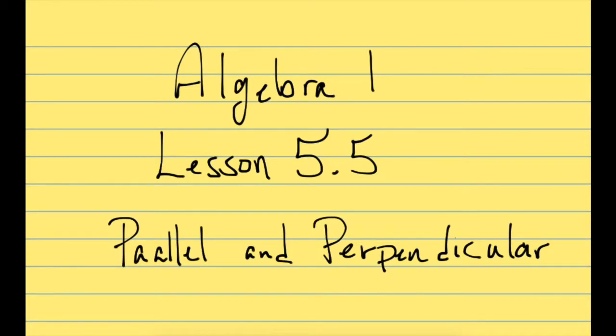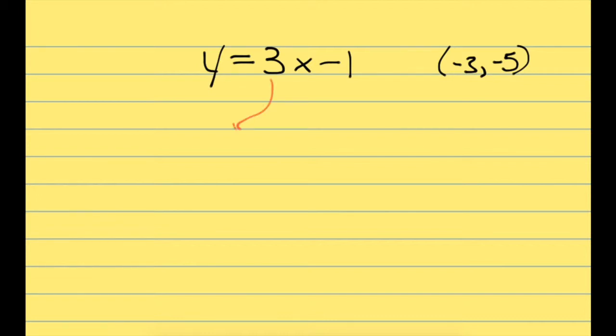So if we're trying to find a line that's parallel to the line y equals 3x minus 1 and passes through the point -3, -5, the first thing we need to do is identify the slope of the original line. So what is the slope of the line y equals 3x minus 1? 3. So since we have the slope and a point, it may be helpful to use point-slope form.